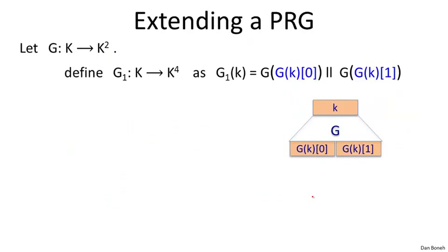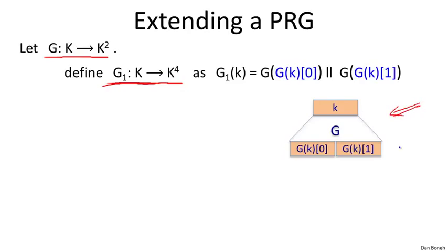Well, let's see if we can make progress. The first thing we're going to do is, again, start with a PRG that doubles its input. Let's see if we can build a PRG that quadruples its input. So it goes from K to K to the 4th, instead of K to K squared. Let's see how to do it. Here we start with our original PRG that just doubles its input.